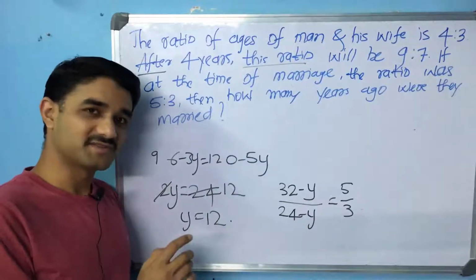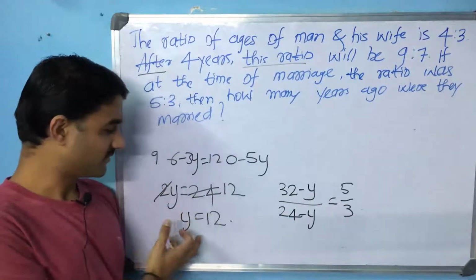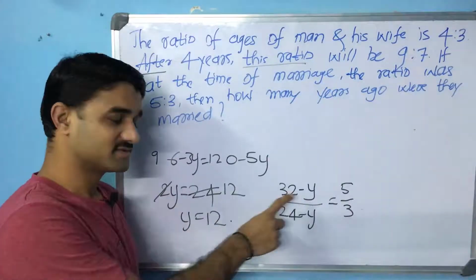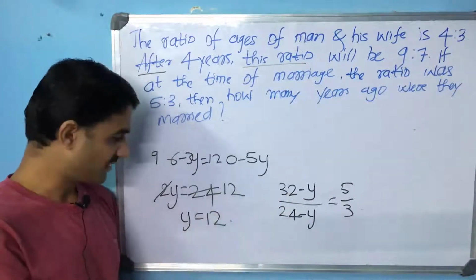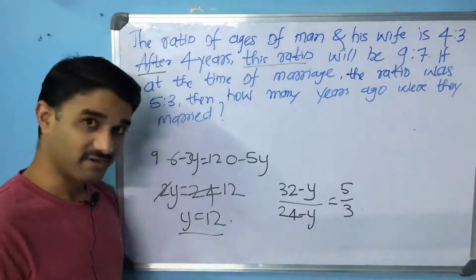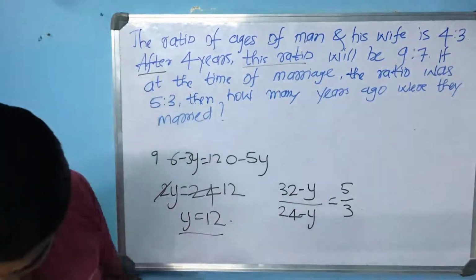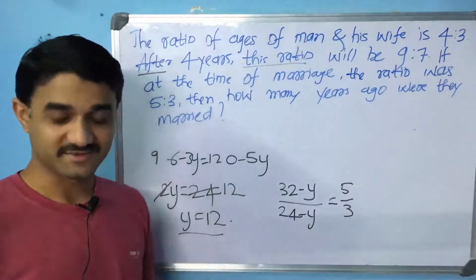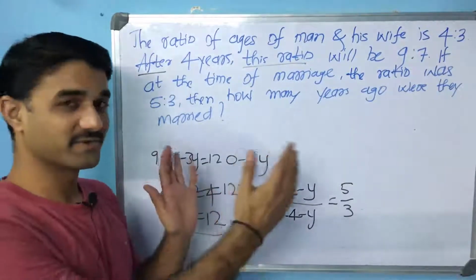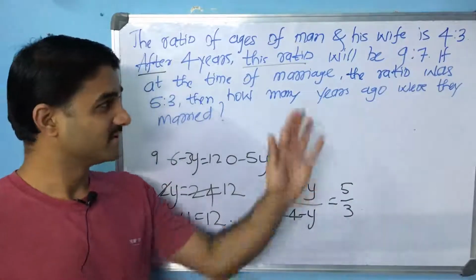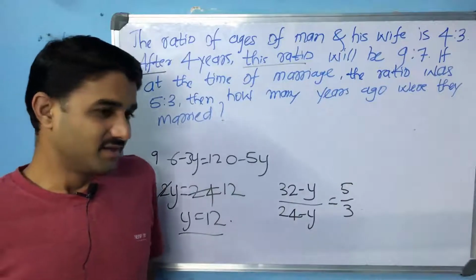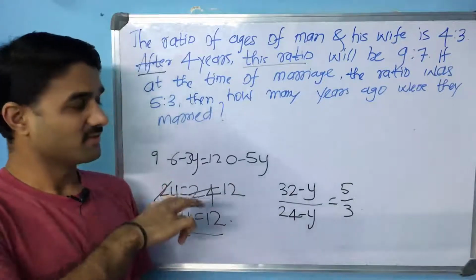And y was the number of years ago they got married. That is, y was how many years ago they got married, and we got the value of y as 12. Let me just verify. 12 years is the 100% right answer. Later you can combine the entire video and you can study. So this was the second problem.